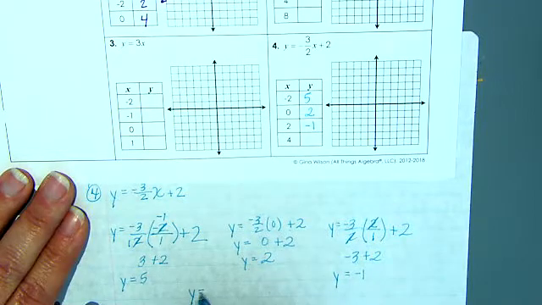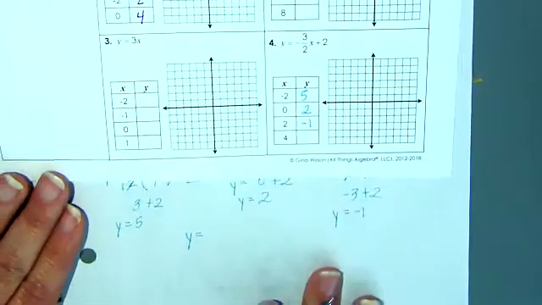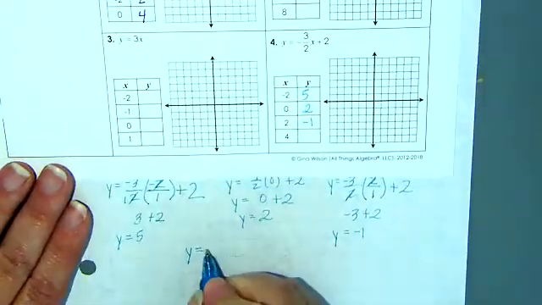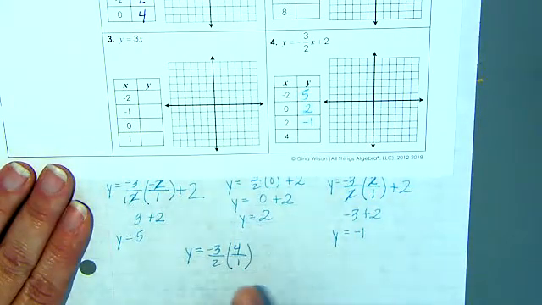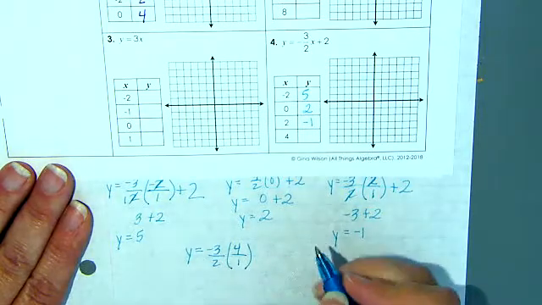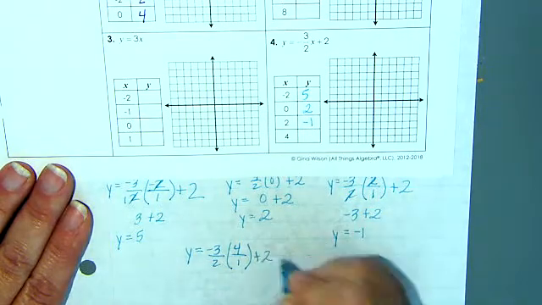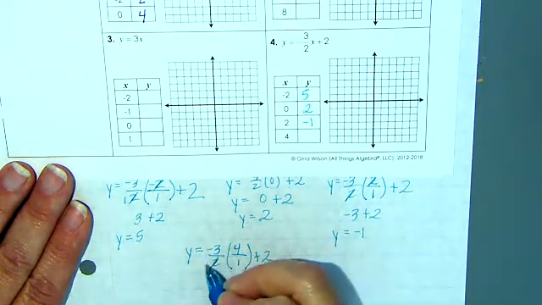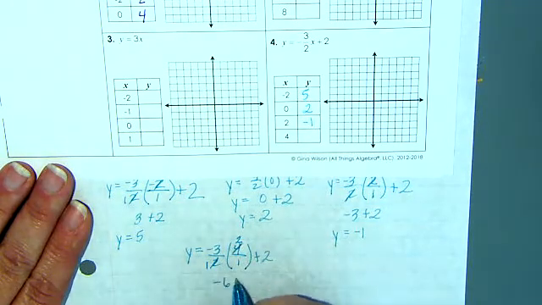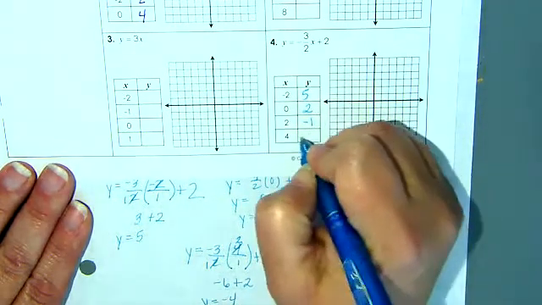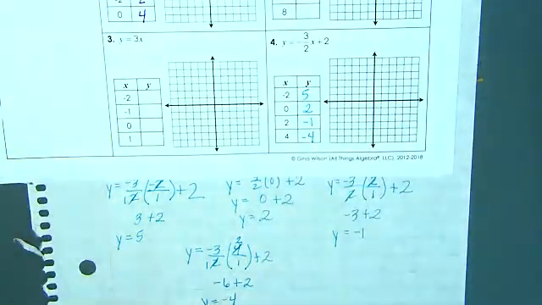And now I have my last one. So I have y equals, make sure you can see what I'm writing, -3/2 times 4/1. And yes, you have to write it as a fraction, so you follow your fraction rules, plus 2. And I cross cancel. 2 goes into 2 one time, 2 goes into 4 twice. So that's going to give me -6 plus 2. So y equals -4.